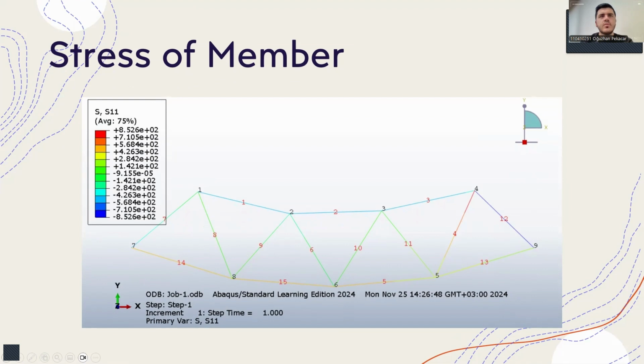Next slide, I will talk about the stress of the members. The image shows the stress distribution in the truss-like structure analyzed in Abaqus. The stress ranges from minus 852.6 in compression, in blue, to 8,052.6 in tension, in red. Members with red and orange colors are under high tensile stress, while blue and purple members are in compression.